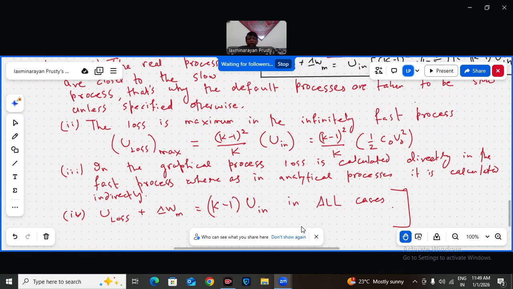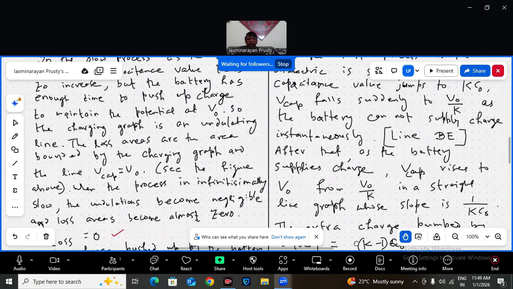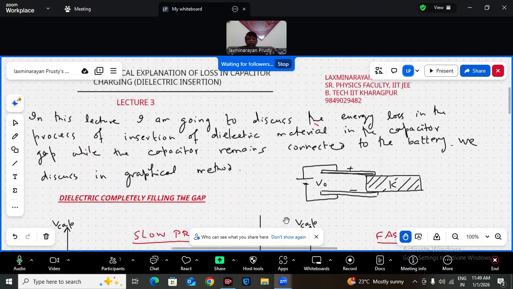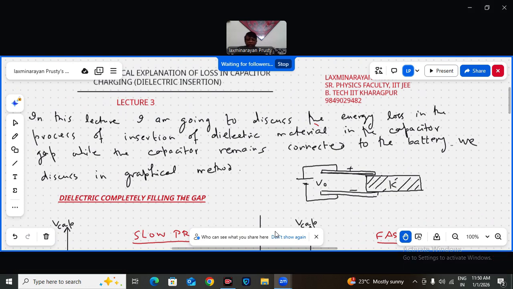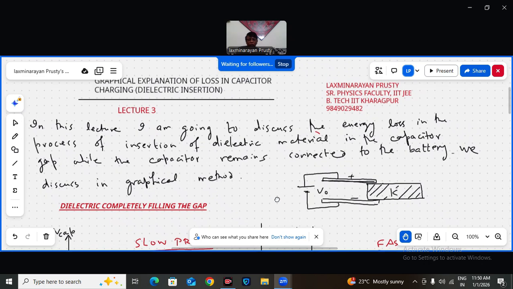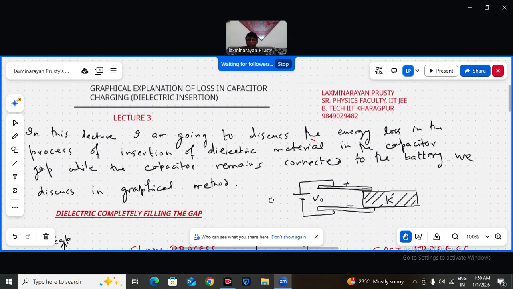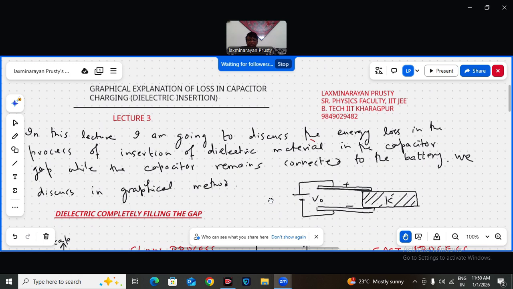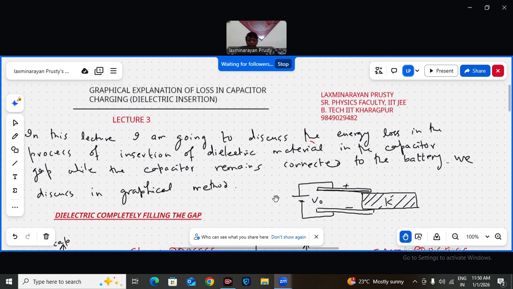Okay. So I think you are now much stronger in appreciating why the loss takes place and how to calculate it. I think nobody can beat you now. You can handle all questions regarding the losses in the dielectric insertion process. You won't face difficulties. So go through all my 3 lectures, and also previously when I discussed the capacitance and dielectrics, go through them. I am sure there won't be a single question which you cannot answer.